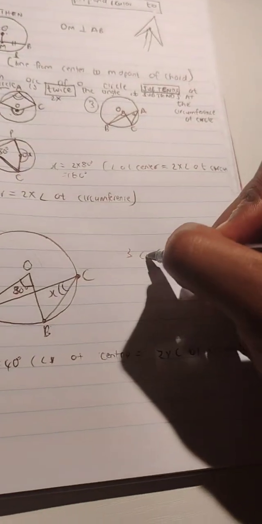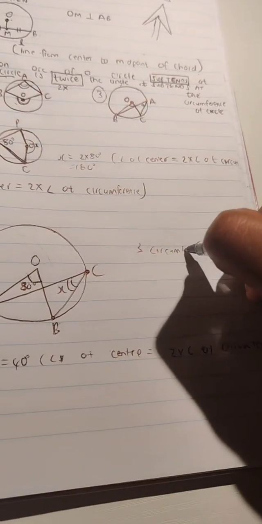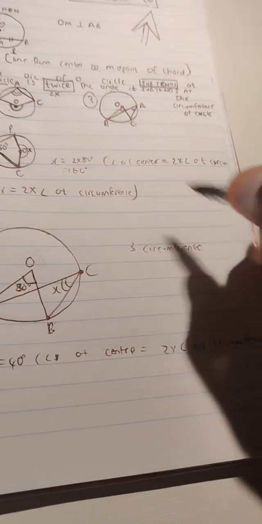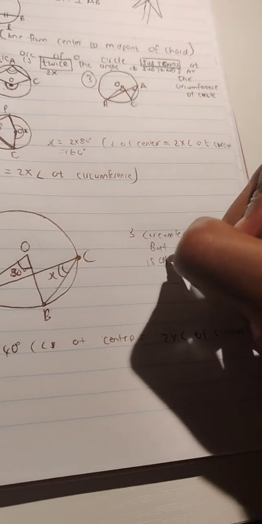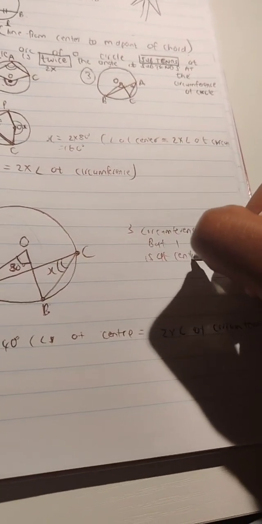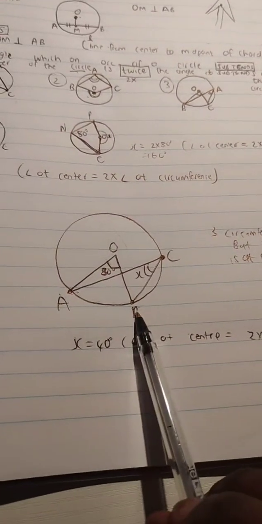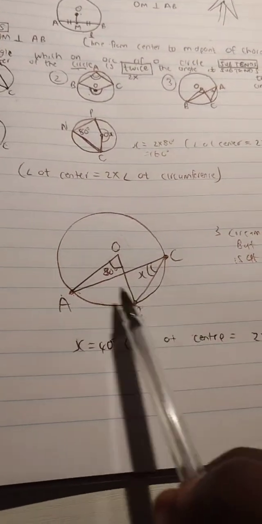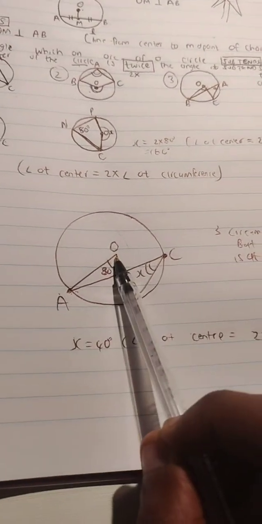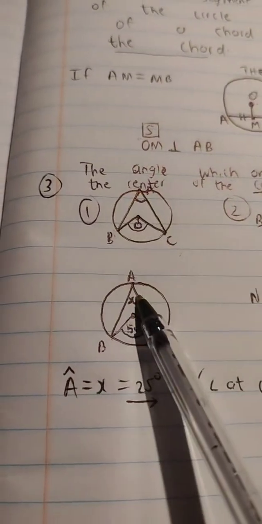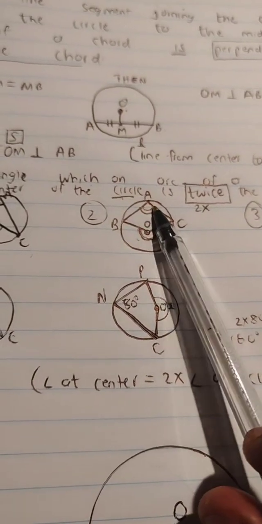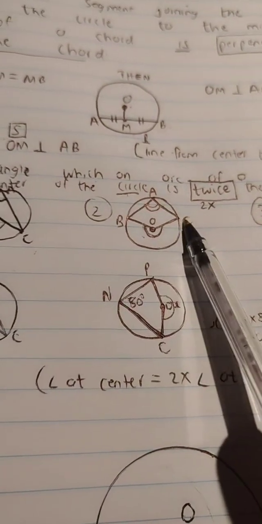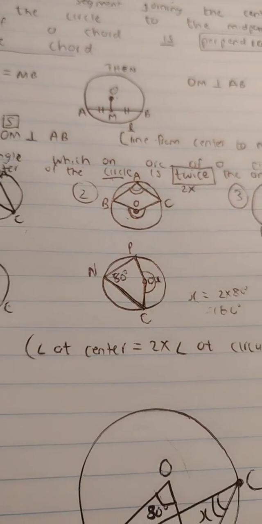There's 3 of us on the circumference, but 1 of us is at the center. And that's how it should be with angle at the center is twice the angle at the circumference. With the bow tie, 3 of us are at the circumference, 1 of us is at the center. With the arrowhead, 3 of us are at the circumference, 1 of us is at the center. With the shine bright like a diamond, 3 of us are at the circumference, 1 of us is at the center.